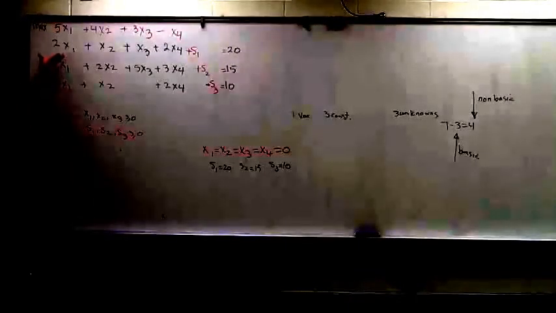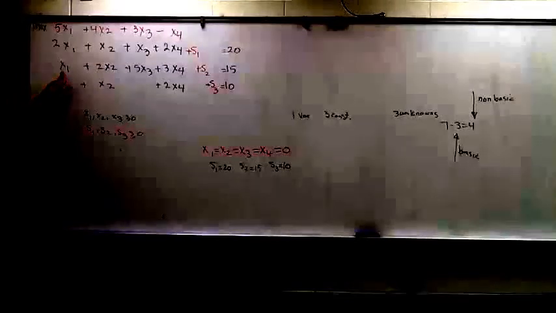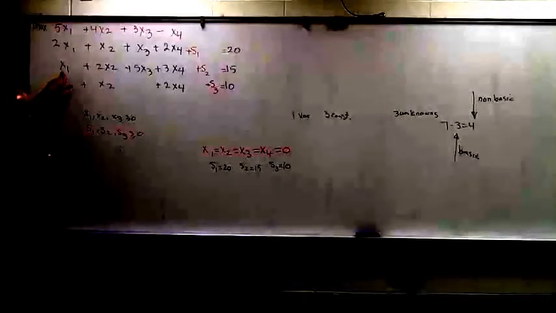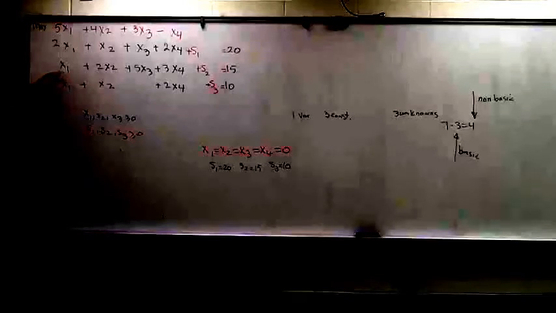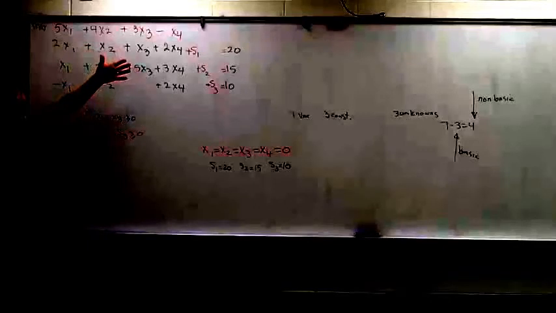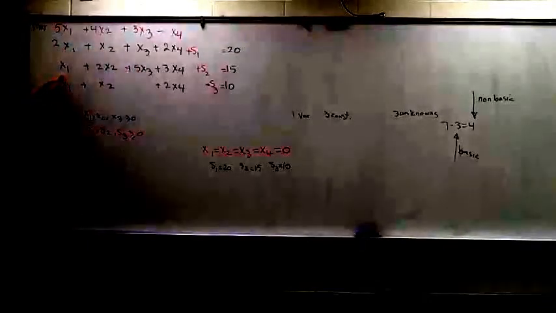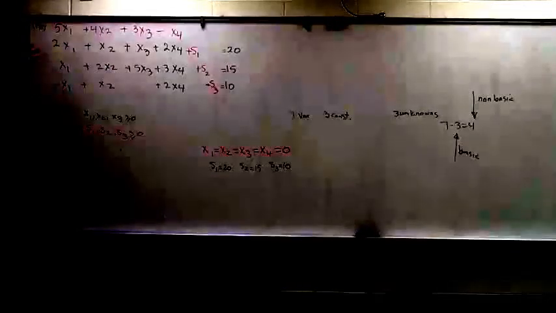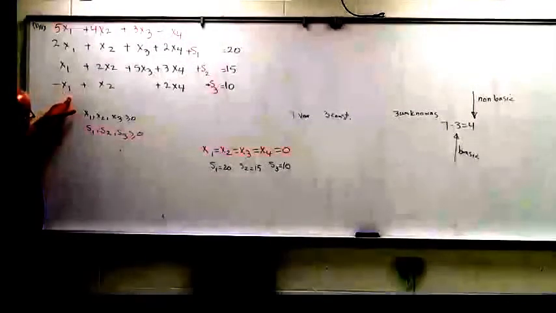I say, okay, I have 1x1 there, but I don't want any x1 here. So what do I do? I do the row operation, the same thing that we did when trying to invert the matrix. We multiply that row by a number and add it to this one such that this becomes 0x1. I have to get rid of that.